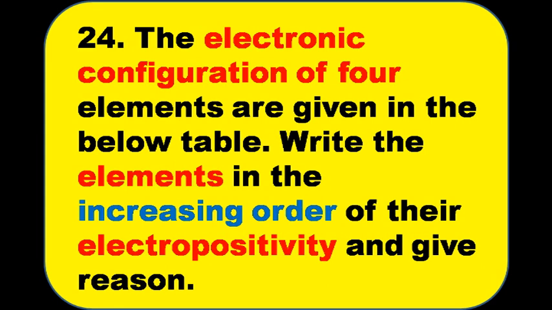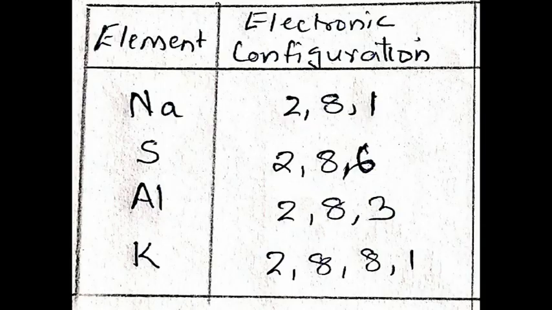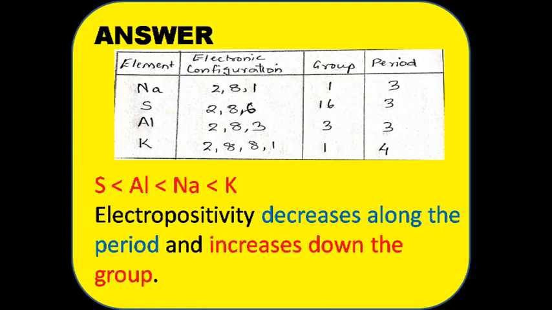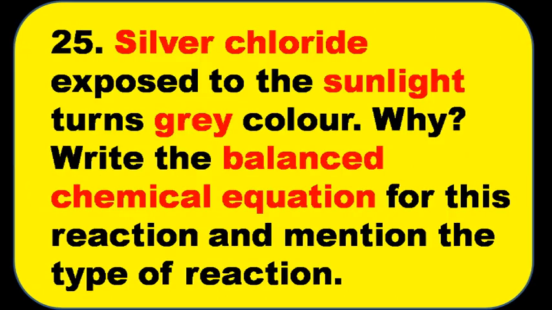Electronic configuration of 4 elements are given in the below table. Write the elements in the increasing order of their electropositivity and give reason. You can see that sodium belongs to first group and third period, sulfur belongs to 16th group and third period, aluminum belongs to third group and third period, and potassium belongs to first group and fourth period. And we know that electropositivity decreases along the period and increases down the group. That is why sulfur is least electropositive and potassium is most electropositive.